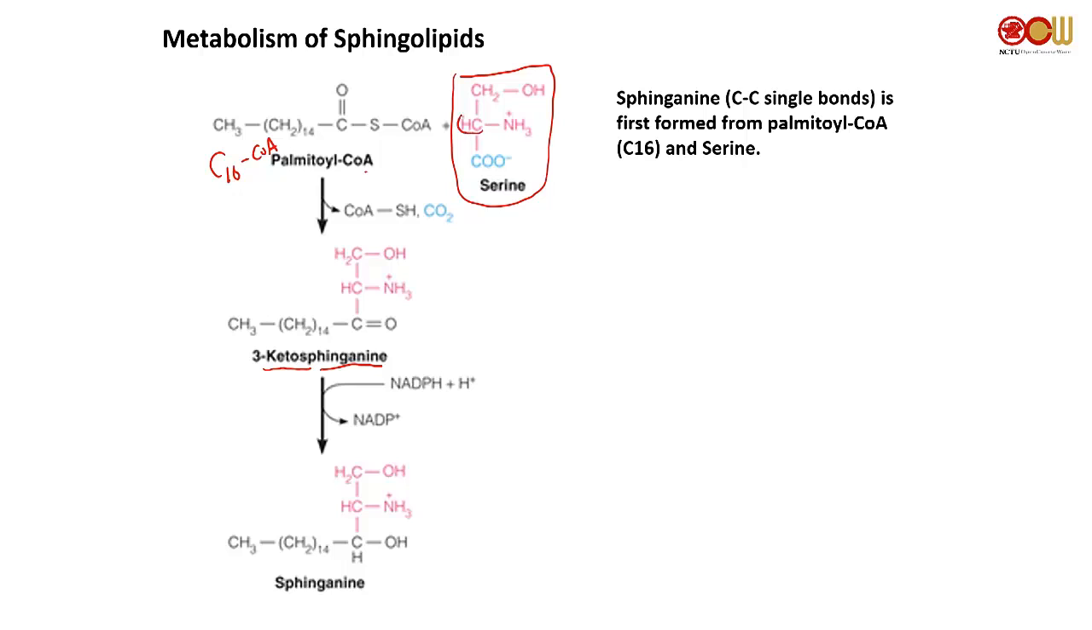You add it to this carbon. Okay, so CO2 is lost. Okay? CO2 is lost, and then you essentially replace this CO2 with your fatty acyl group. And then after you get 3-keto, because the keto is right here, and this keto group comes from this guy. The 3-keto here, and then all you have to do is reduce it using some kind of dehydrogenase, and then you get sphinganine.